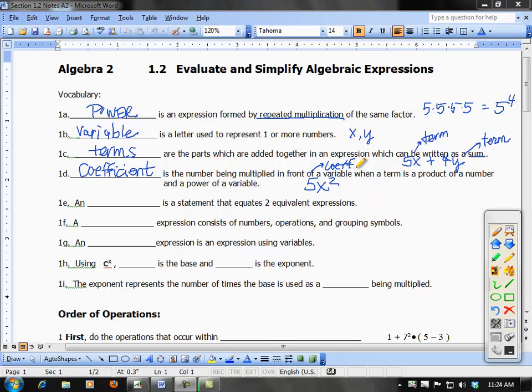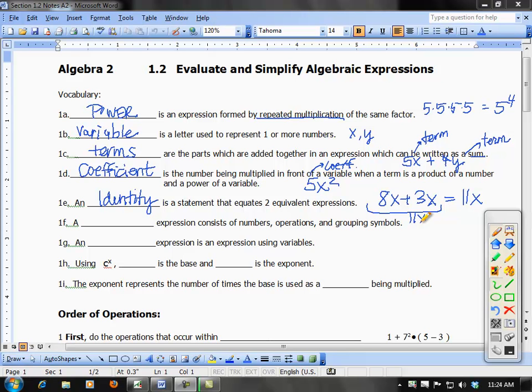Okay. Next thing, an identity is a statement that equates two equivalent expressions. Equivalent means they're equal. So let's say I gave you this, 8x plus 3x equals 11x. These two together equal 11x. So because this is a true statement, we consider this an identity.